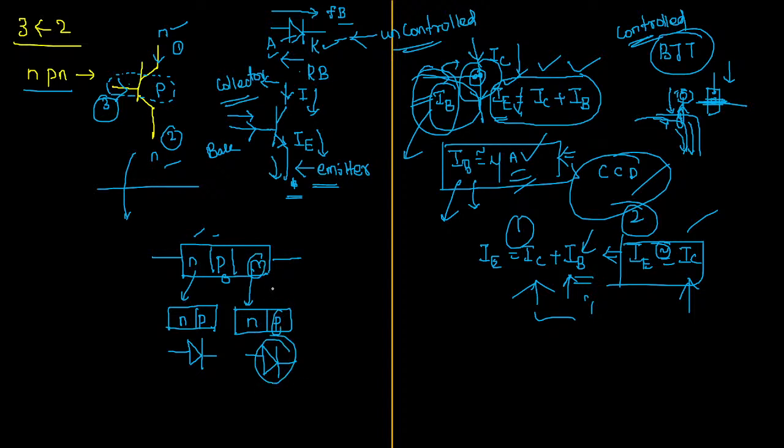That's why we are calling it a back to back connection. Diodes will be connected in back to back direction in order to design an NPN transistor.